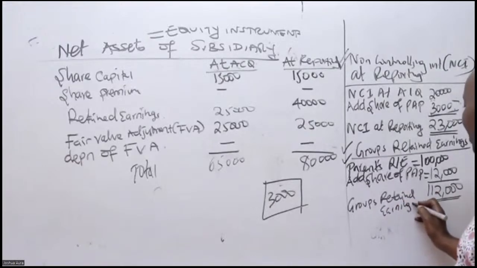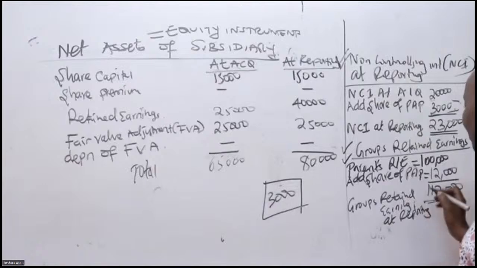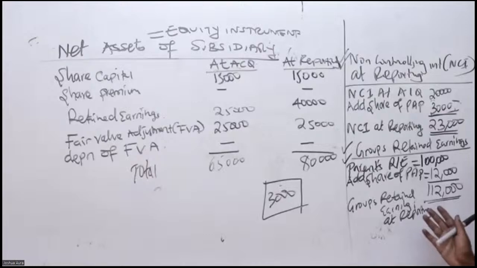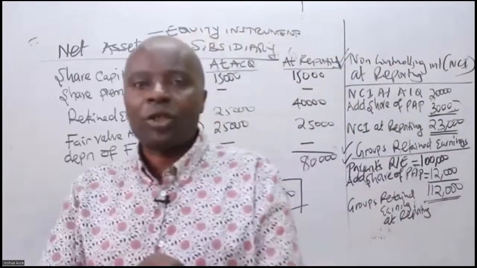Group retained earnings at reporting. So the last step. Now we are on the last step. The last step is for you to compute goodwill. I'm sure it's not quite nice for you, it's not quite soft for you.